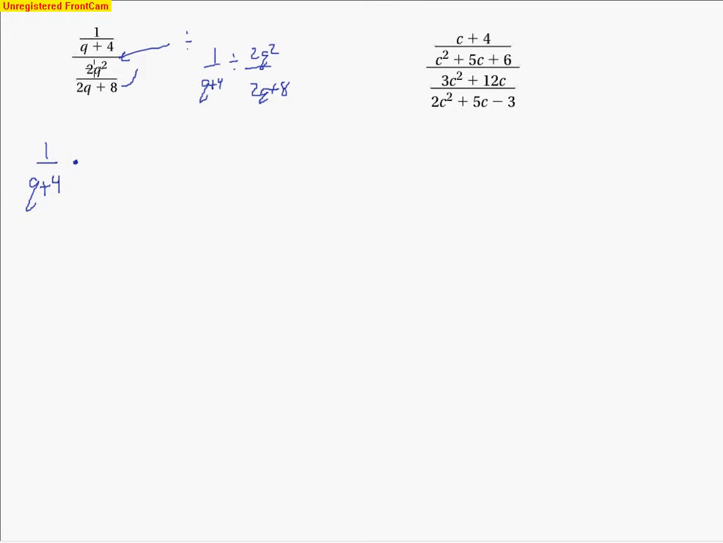So this is going to stay in, is going to go in the denominator. So it looks like this. I'm going to factor as I go. So this is going to go on top. So 2 and then a q plus 4.